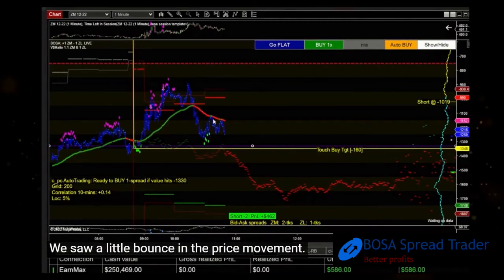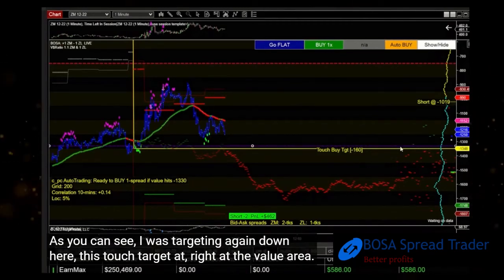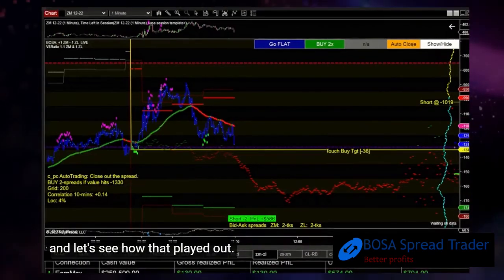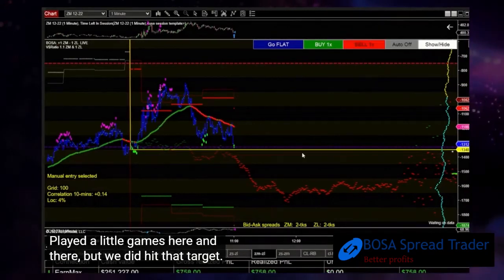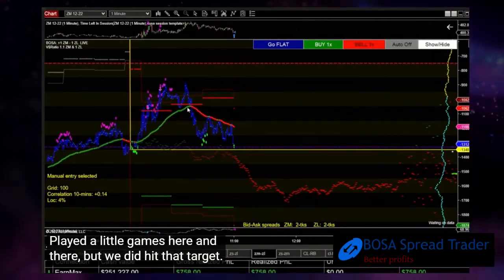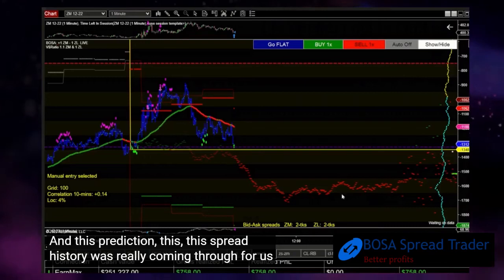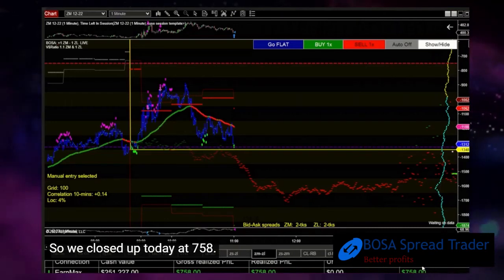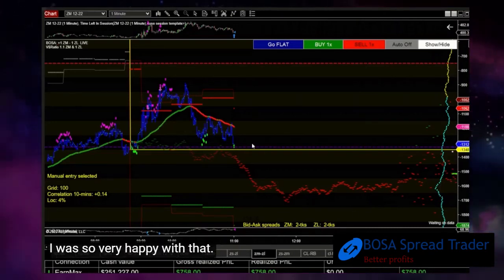We saw a little bounce in the price movement. As you can see, I was targeting again down here, this touch target right at the value area, the value line right here. And let's see how that played out. Played a little games here and there, but we did hit that target. And this prediction, this spread history was really coming through for us. Seemed to be fulfilled on this day. So we closed up today at $758. I was so very happy with that.